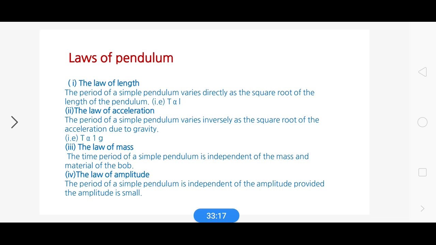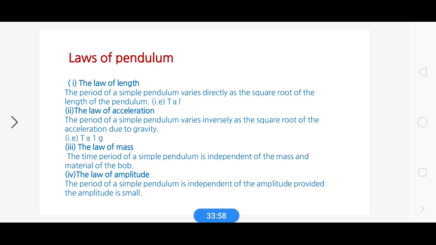The law of acceleration. The time period of a simple pendulum varies inversely proportional to the square root of acceleration due to gravity. So it is inversely proportional to the square root of the acceleration due to gravity. If we compare the acceleration due to gravity at different planets, at Mars, at Earth, at Jupiter, the g value will be different at different places.